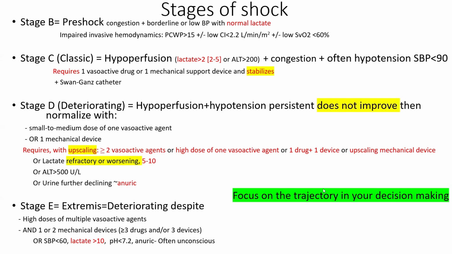And focus on your trajectory in your decision-making, not just the static number. Do I need to upscale or downscale my vasoactive drugs? And is lactate going up or down? You use those values, 2 to 5, 5 to 10, over 10, to make your initial classification, but focus on how it's trending to eventually correct your classification.